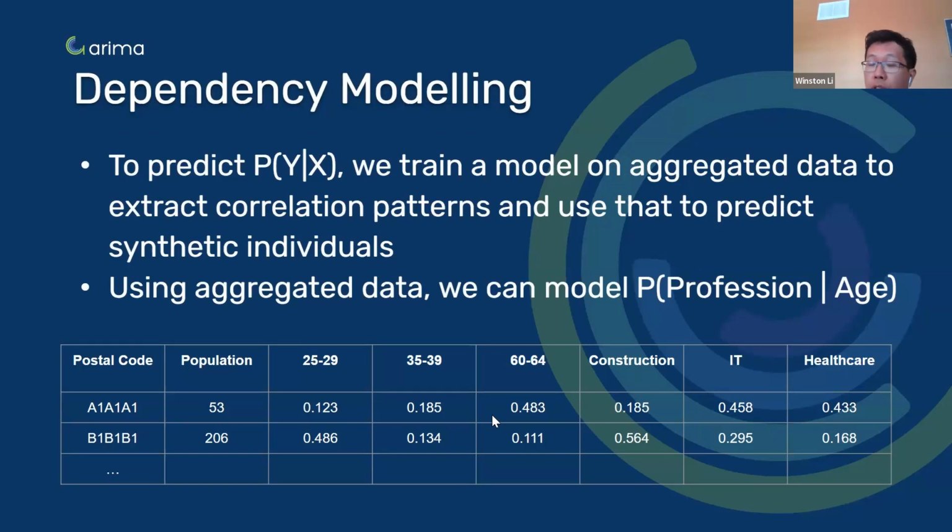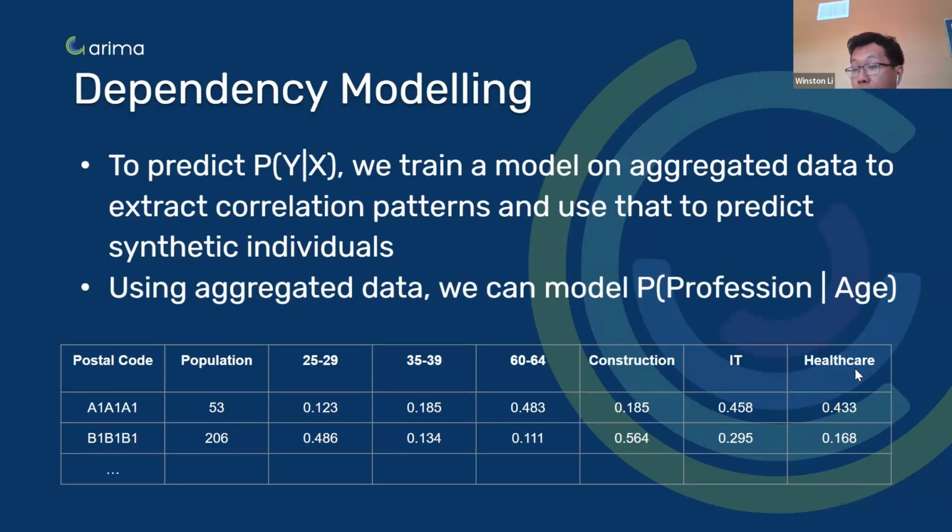For example, I haven't run this myself, but you'll probably find that there's a very strong correlation between the percent of construction workers and the percent of young people in the neighborhood. We know that construction is typically a job where you need to be relatively young. And so if you have a postal code with a lot of construction workers, chances are there are also a lot of young people in that postal code. So these are some of the correlations we can extract.